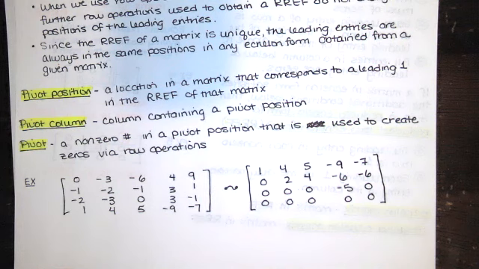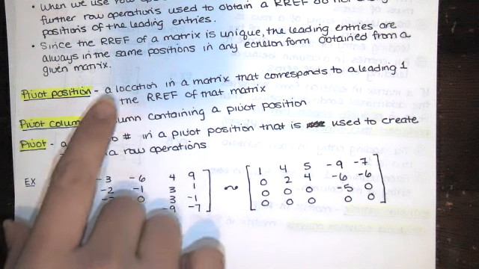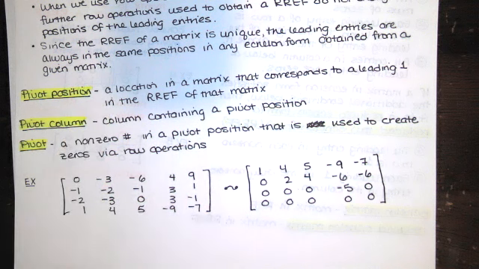So these positions, the positions of the leading entries in the echelon form of a matrix, are so important that we give them a name. We call those pivot positions. A pivot position is a location in a matrix that corresponds to a leading one in the reduced row echelon form for that matrix. A pivot column is just a column that contains a pivot position. And a pivot is a non-zero number in a pivot position that's used to create zeros in other rows above it via row operations.